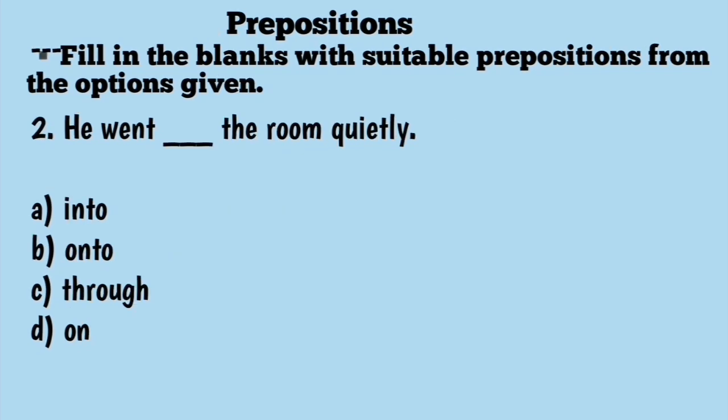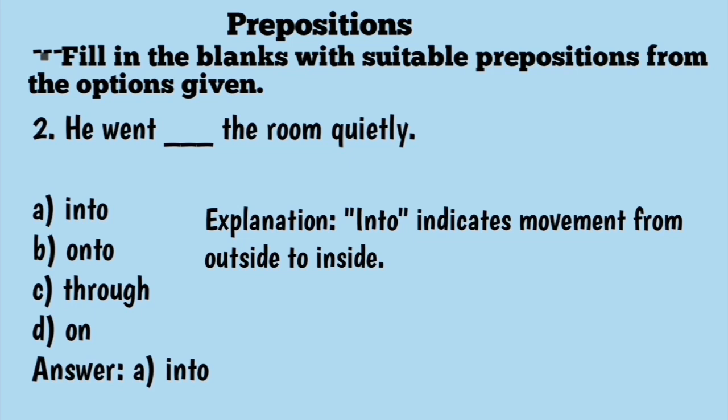Next, he went dash the room quietly. Option A into, option B onto, option C through, option D on. Answer is option A into. Into indicates movement from outside to inside.